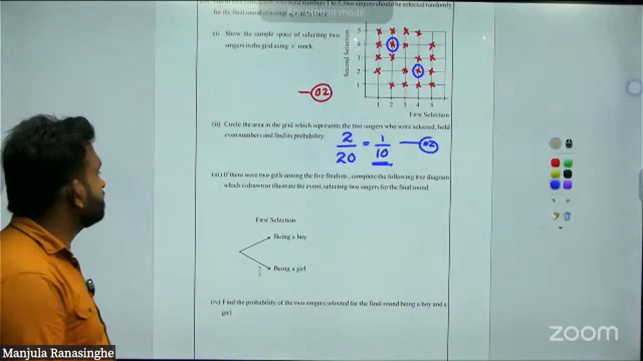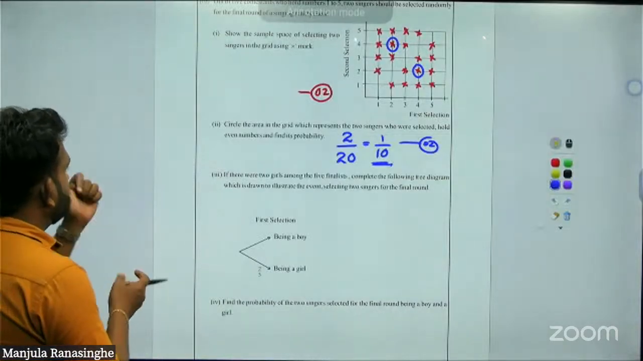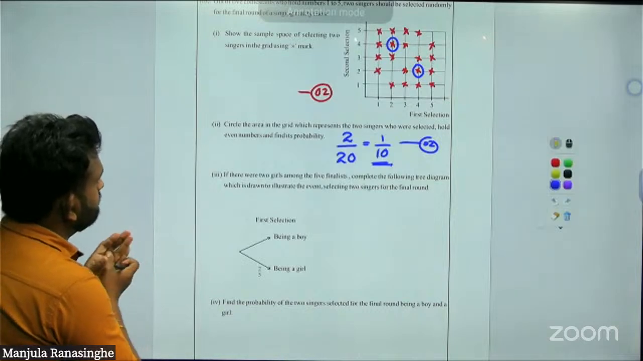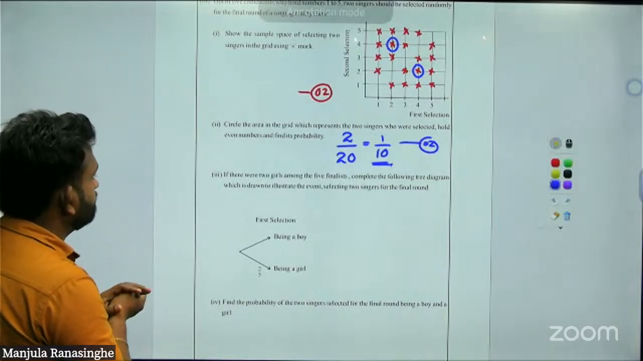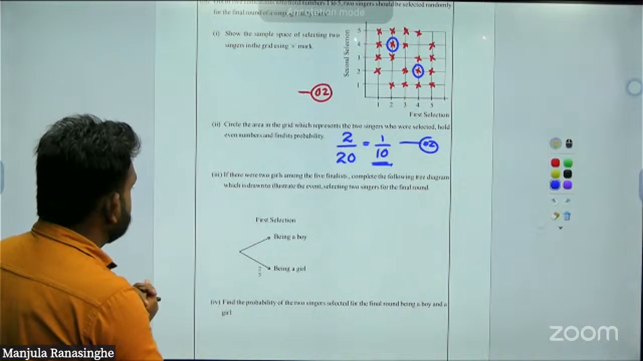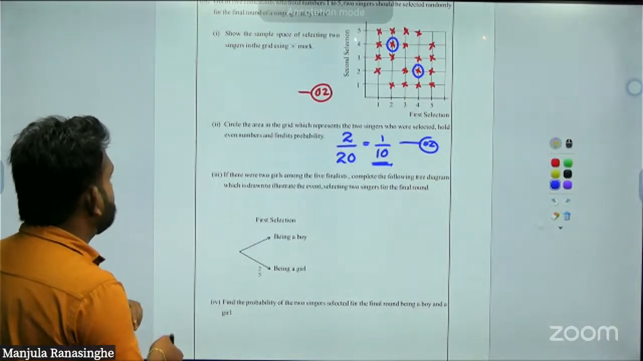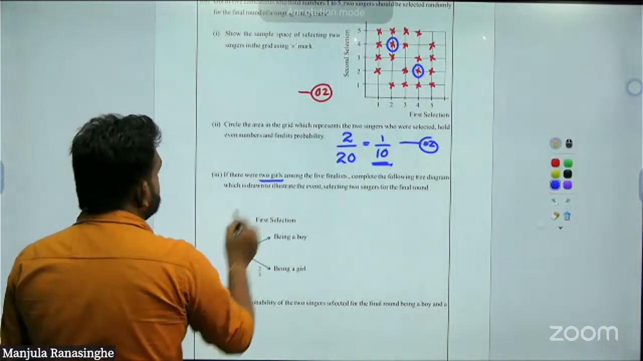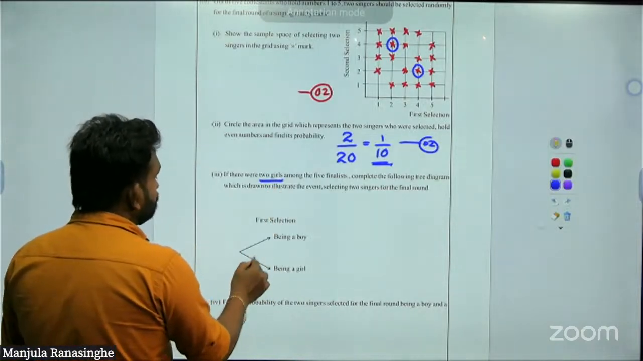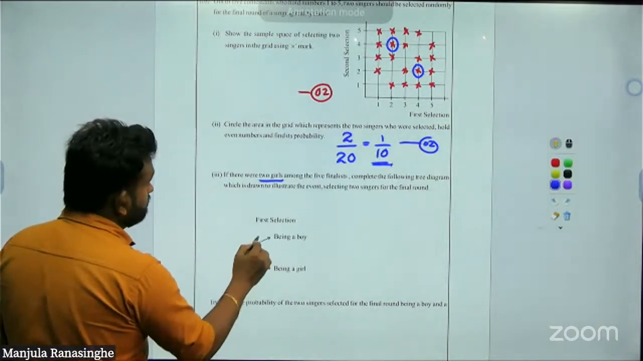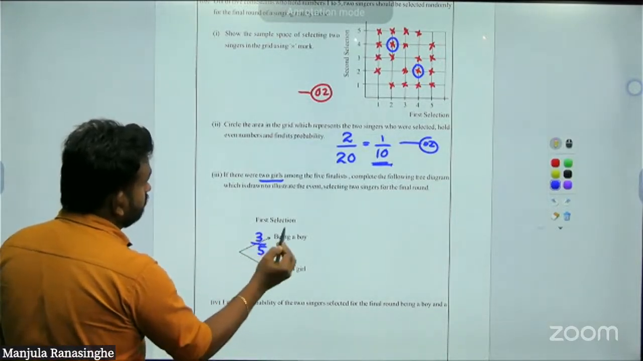Right. Then part 3: if there are two girls among the 5 finalists, complete the following tree diagram drawn to illustrate the event of selecting two singers from the final round. There were two girls among 5 finalists. So being a girl is 2 upon 5. Then being a boy is the balance. From 5 subtract 2, that is 3 upon 5.